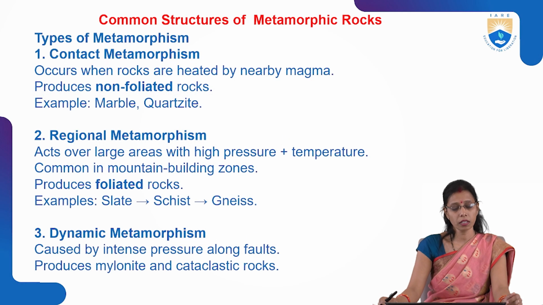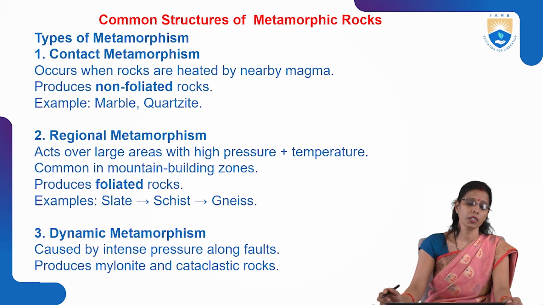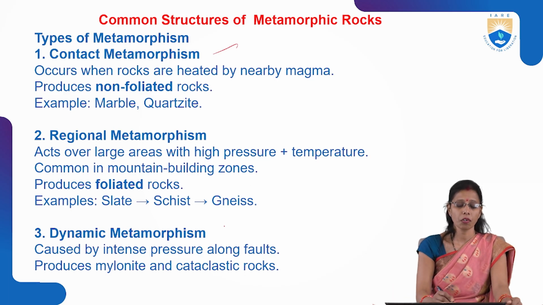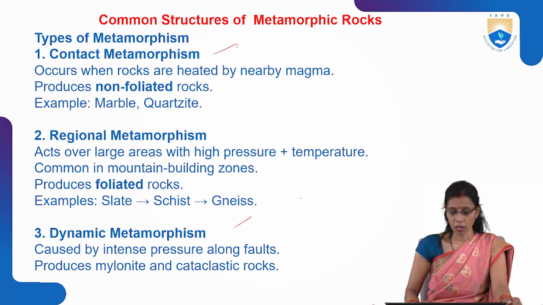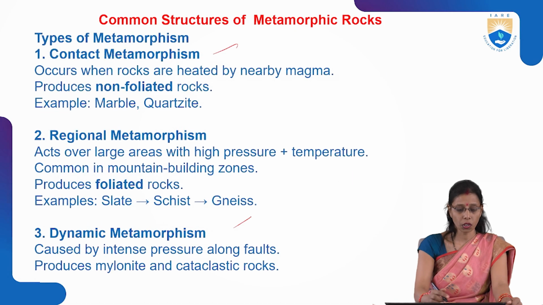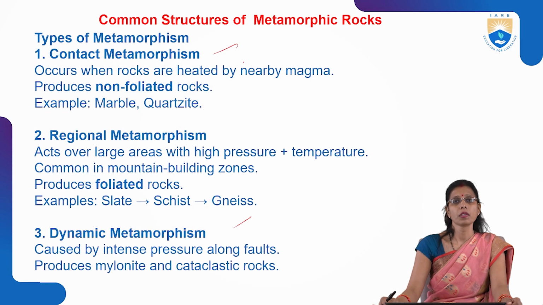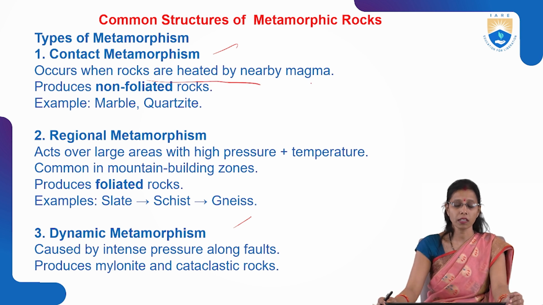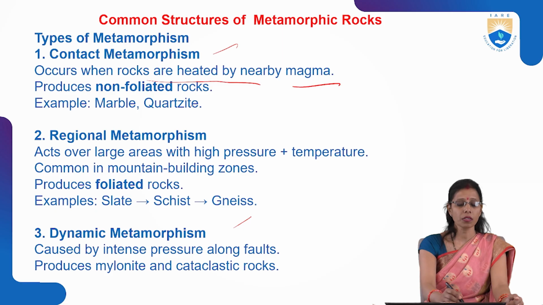Okay, now when you see the types of metamorphism, what are the different types here? The types of metamorphism are contact metamorphism, regional metamorphism, and dynamic metamorphism. Contact metamorphism occurs when rocks are heated by nearby magma, and produces non-foliated rocks. An example is marble and quartzite.